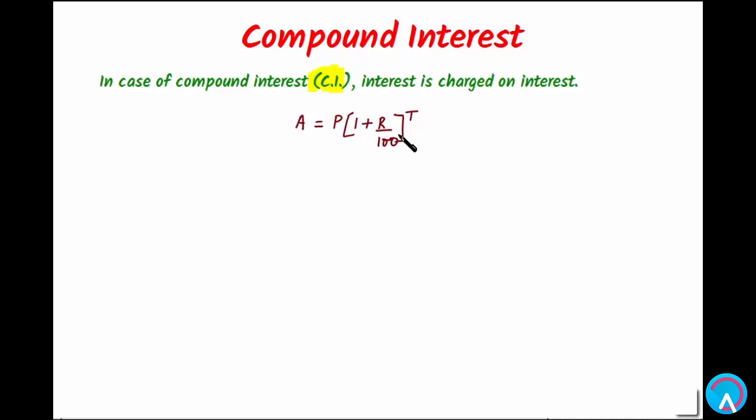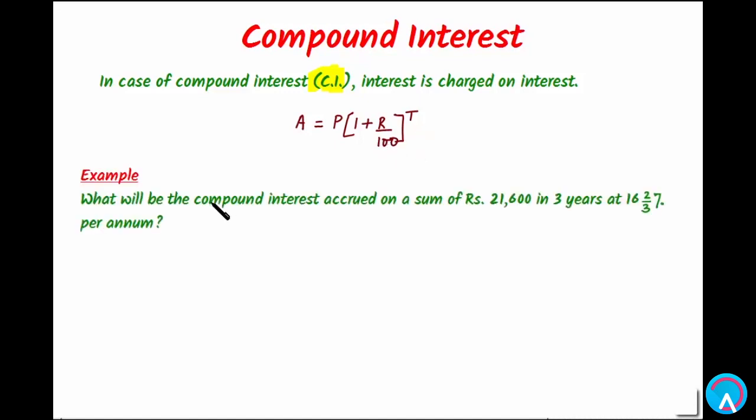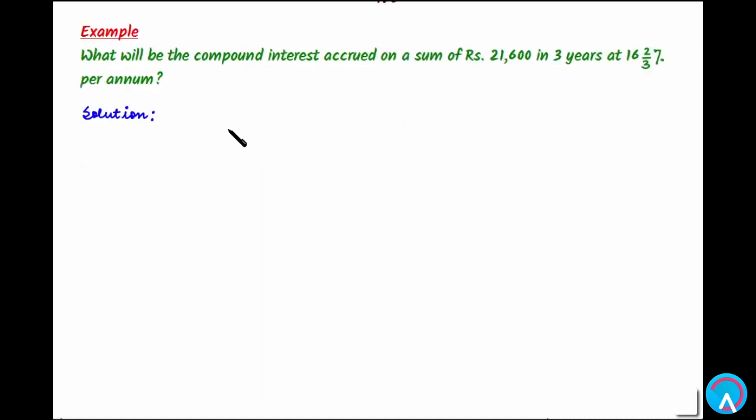But using this method in a competitive exam can be very time consuming. Let us see a shorter way of doing such problems. Let's take an example. What will be the compound interest accrued on a sum of Rs 21,600 in 3 years at 16 2/3% per annum? Here in this question, the rate is given as 16 2/3%. That can be approximated as 1/6.